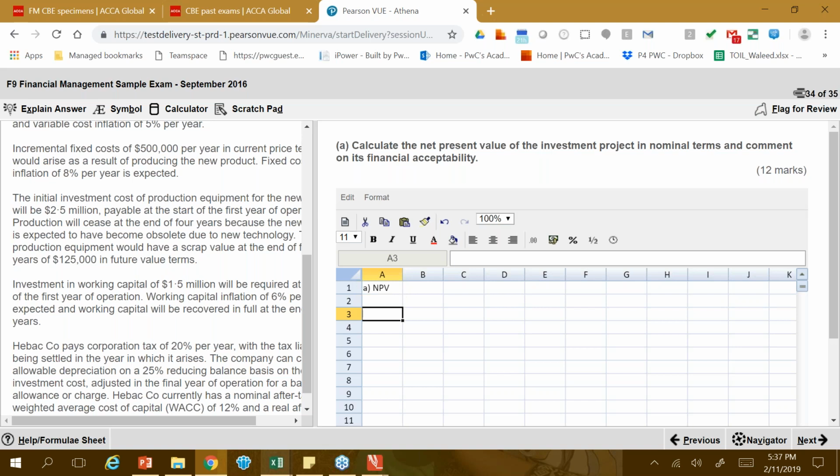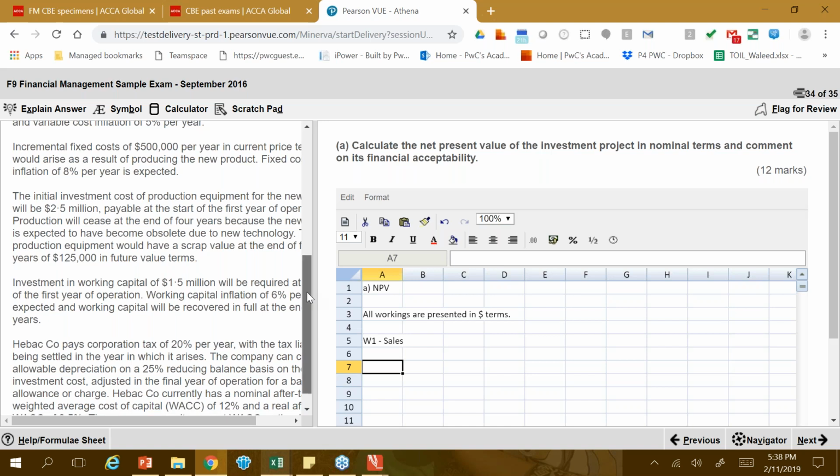Now, the first thing we can always say here is that all workings are presented in dollar terms, so that each time I don't have to worry about the currency signs, etc. Before I go into the structure of NPV, there are some workings we need to do here. The first working is to do about sales. So let's go back to the question to read information about sales.